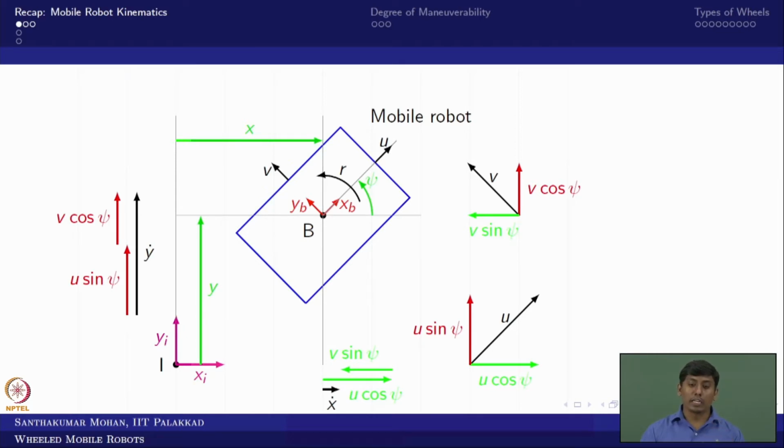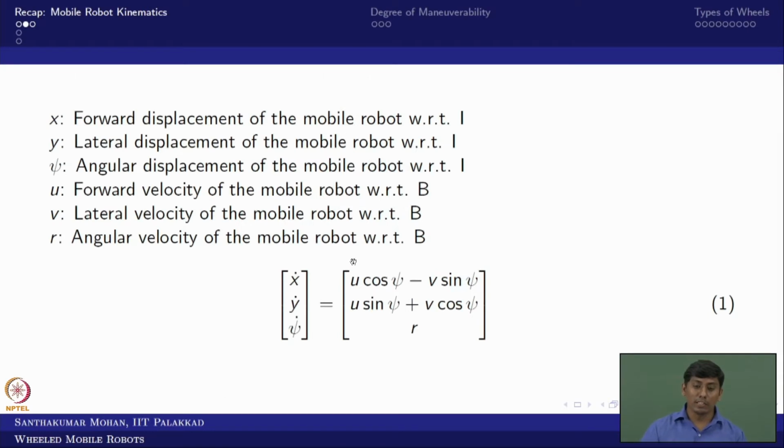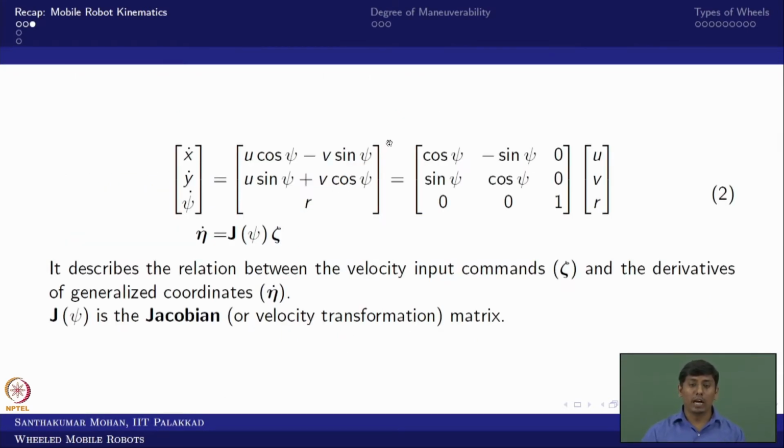Here x dot I can write as u cos psi minus v sin psi, and y dot I can write as u sin psi plus v cos psi, and we know already r is nothing but psi dot. These are the relationships we obtained in vector form. Further, we wrote this in matrix and vector form. This is what we call the kinematic relationship. Here we are talking about differential kinematics, so this particular relationship is what we call mobile robot differential kinematics.